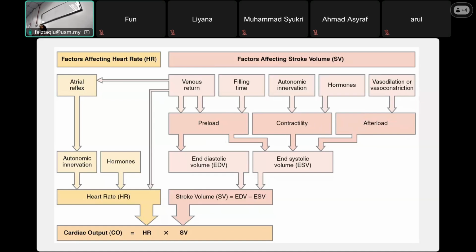And then the third layer of the diagram too. Preload determines both end diastolic volume, kan? As well as end systolic volume, isn't it? So which both determine the stroke volume lah. Okay? Contractility influences what? Only the end systolic volume. Afterload pun, end systolic volume. Okay.